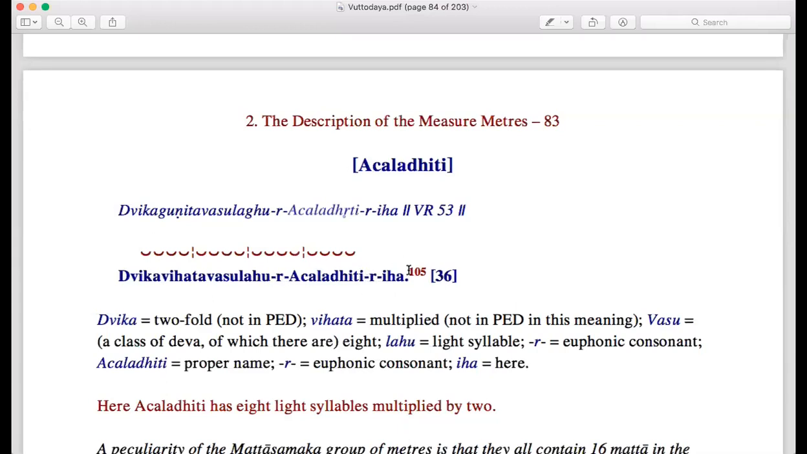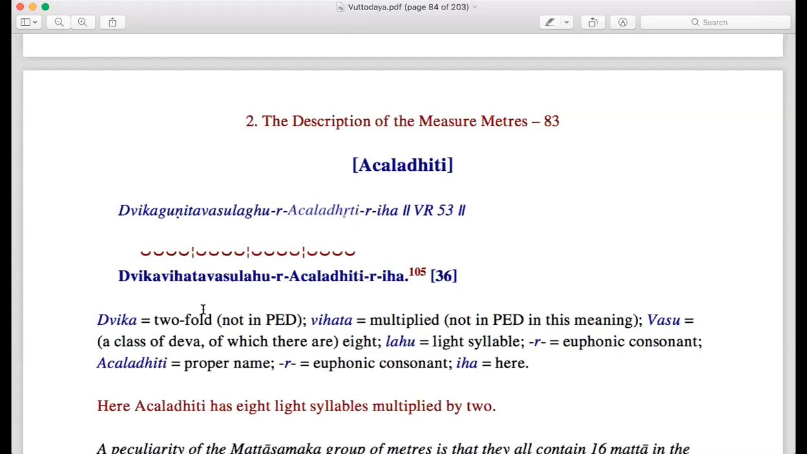Iha. Let's take iha first. Iha means here, right? Iha and idha. Idha or iha means here. So here refers to the matta samaka group. Here in this matta samaka group, achala dhiti is dvika vihata vasu lahu. Achala dhiti is the verse which has dvika vihata vasu lahu.